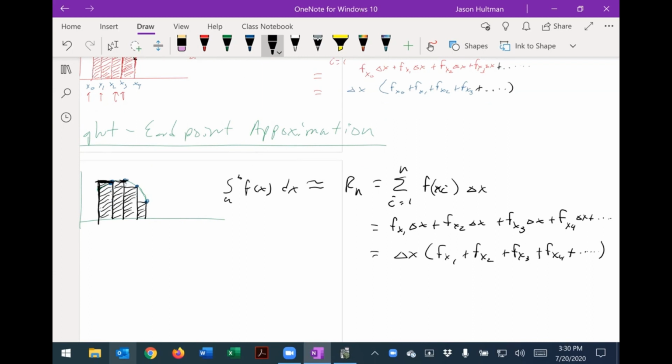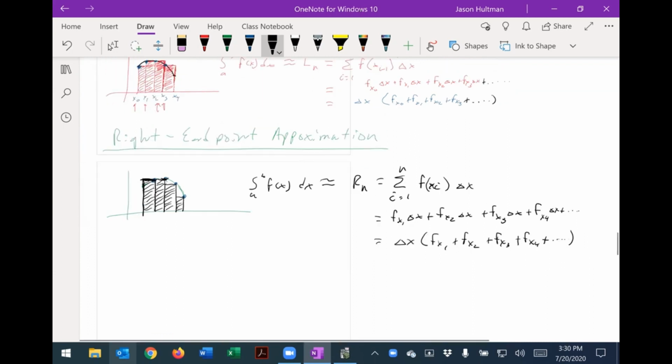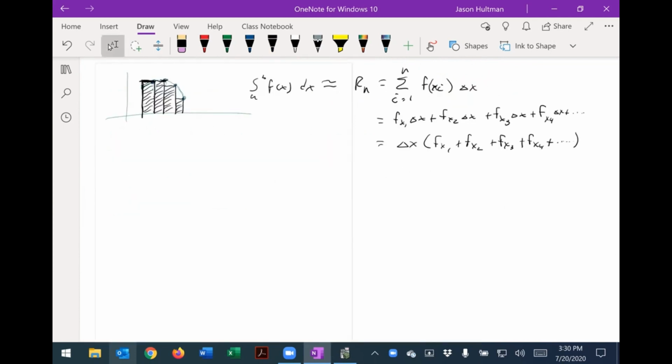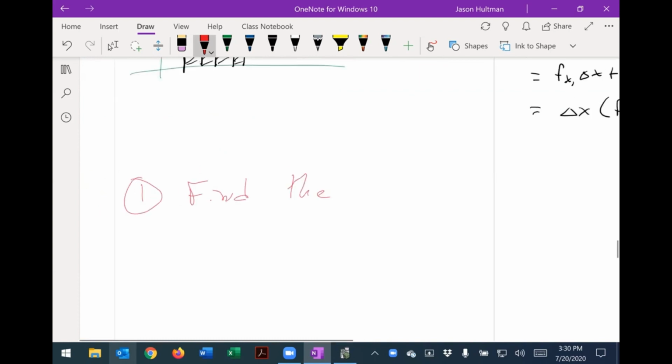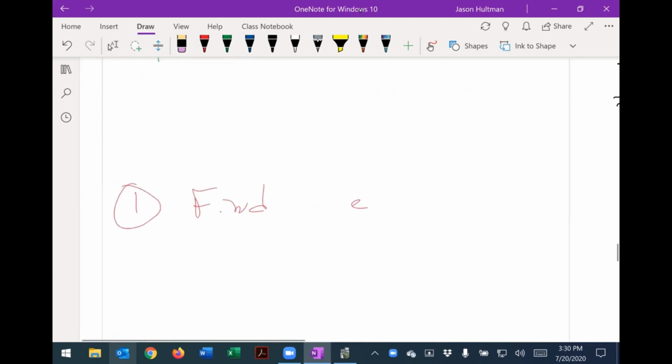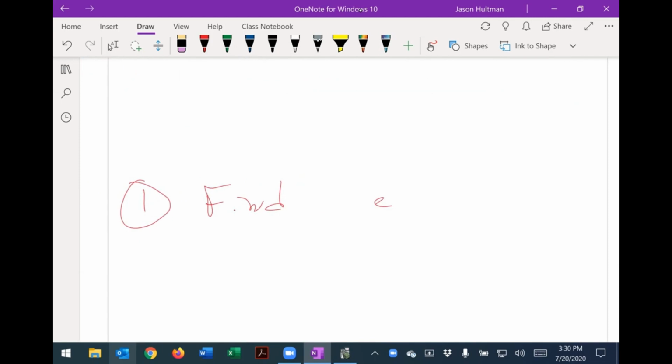Let me make this a little bit smaller. Okay, let's do a problem now using these approximations. Number 1. Let me get my piece of paper to really be a piece of paper again. I keep zooming in and zooming out. I keep losing all this stuff.